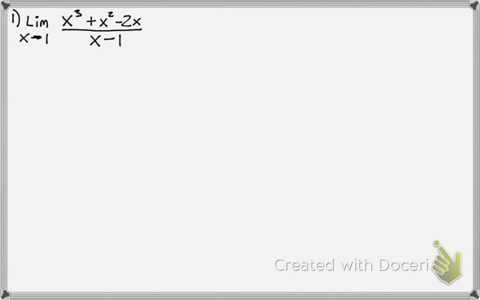And then just in general, when you're doing L'Hopital's rule, it just says that you can take the derivative of the top and the derivative of the bottom separately, and then try to plug in the limit. So let's look at number 1. If you were to plug in 1 into here, then you would get 0 on the top, and you would get 0 on the bottom. So this is an indeterminate form, which means we can use L'Hopital's rule.